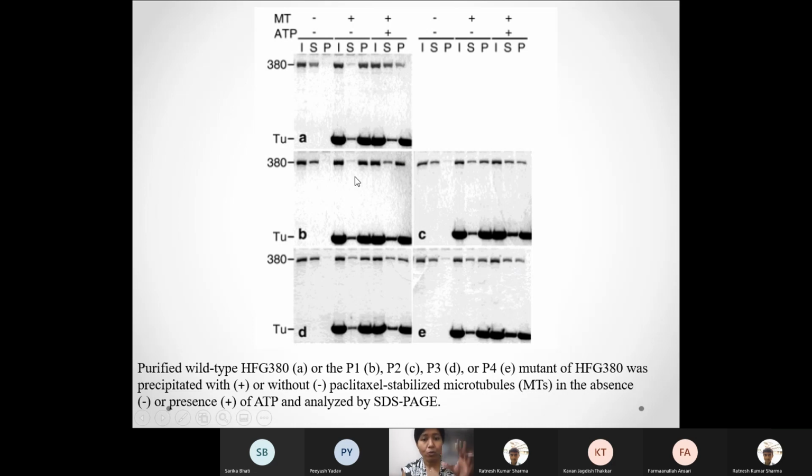And P4. So the most distinct change they found was that if you mutate P1, in the presence of ATP, the dynein does not seem to detach from microtubules. Rather, it is still very heavily associated with microtubules.